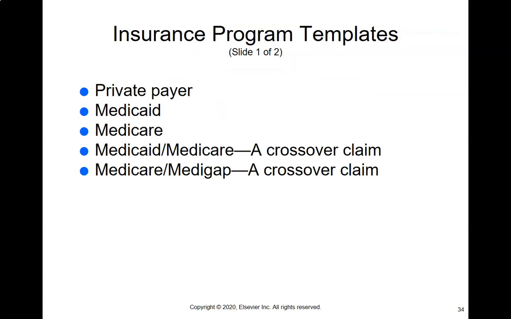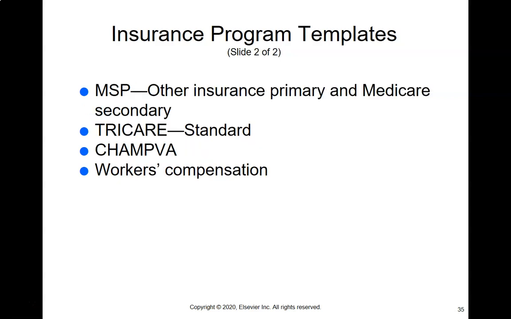Insurance program templates. What these are is templates for the most common insurance programs encountered in a healthcare organization. Here are some examples of what the templates could be: a private payer, Medicaid, Medicare, a Medicaid/Medicare crossover claim, a Medicare/Medigap crossover claim, MSP (other insurance primary and Medicare secondary), TRICARE standard, CHAMPVA, and workers' compensation.